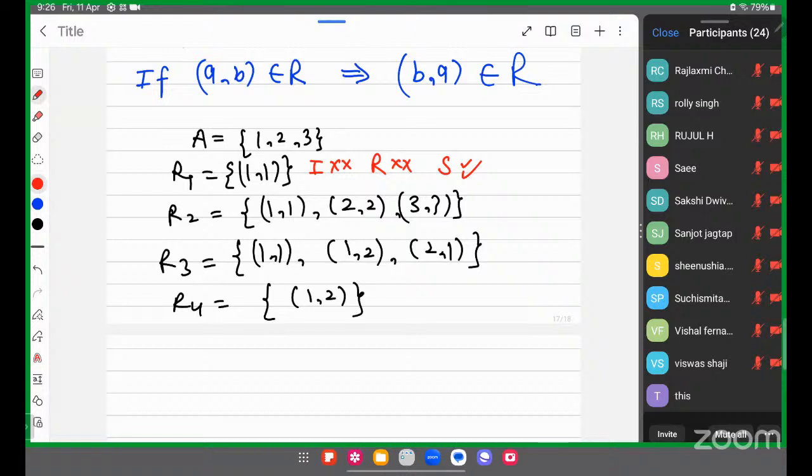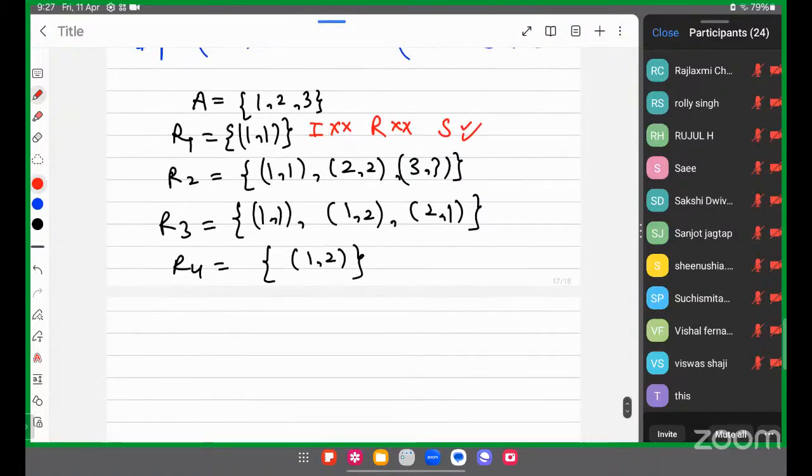Are you getting it? (1, 1) has symmetry about itself. Because the value of a is 1, the value of b is also 1, (a, b) is (1, 1), and (b, a) will also be (1, 1). So this is a symmetric relation.